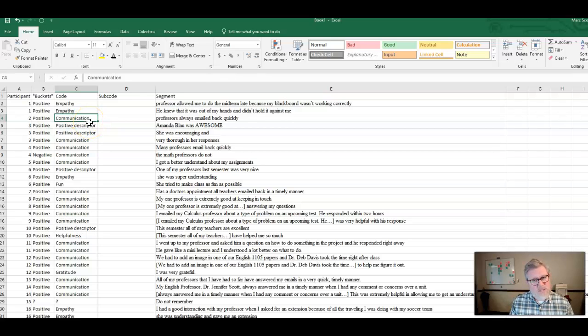And the thing that's really interesting is Rachel did not ask, talk to me about a positive experience of communicating with a faculty member. It just said, tell me about a positive experience with a faculty member. But there's a lot of talk about communication here.